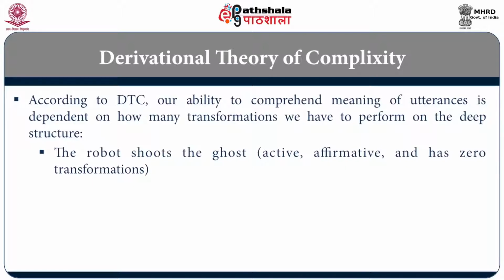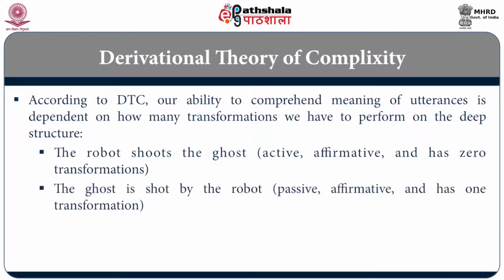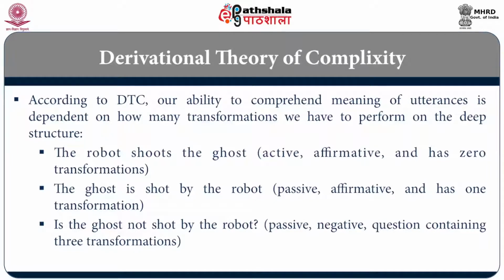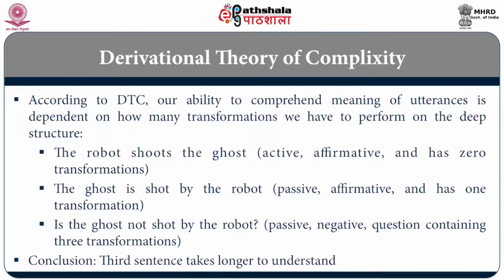Suppose you hear, the ghost is shot by the robot. This is a passive sentence, affirmative, and has one transformation, passive. So, it's a little more complex than the active affirmative. Third sentence, is the ghost not shot by the robot? This is passive, negative, and a question. There are three transformations. So, this is the most complex. So, they tried doing experiments to show that the more transformations one has to engage in, the more difficult it is, and therefore the participants in the experiments will take much longer to process sentences like 3 as opposed to sentences like 1.